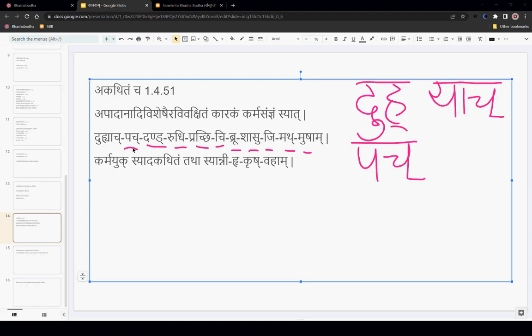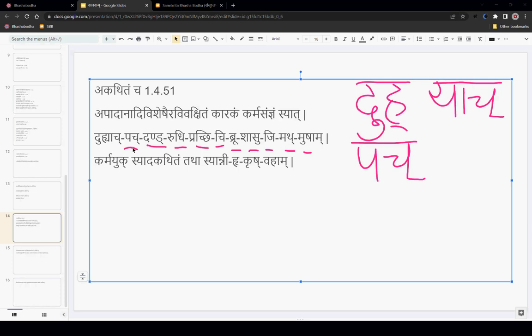And pacha, obviously we know, right? Pachati, pachate, yacha, yachate, duha. Duha is dogdhi. This is a list of dhatus which can take two karma padas. These are the other dhatus which have similar synonyms, similar meanings. Obviously, for yach, there could be other dhatus.